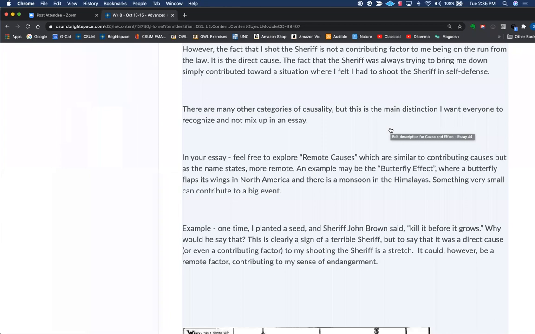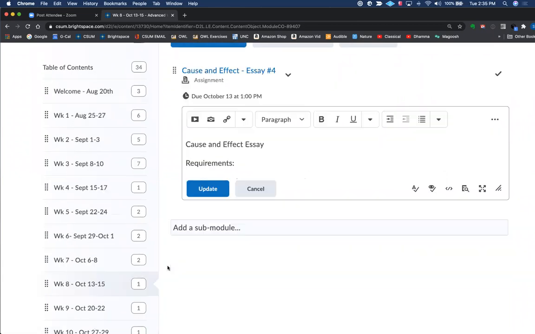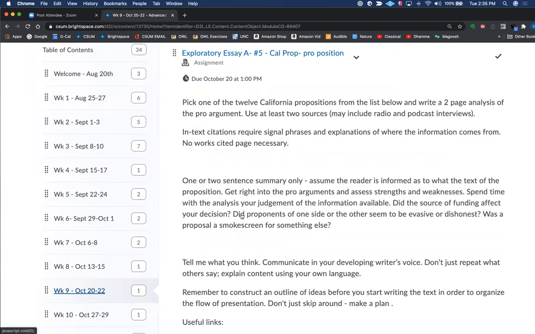Yes. Sounds good. And remember, when Sheriff John Brown says to you, kill it before it grows, just get the hell out of there. If a sheriff ever says that to you, just run. You don't want any part of that sheriff. It's a bad sheriff. No sheriff in his right mind would say that to somebody.